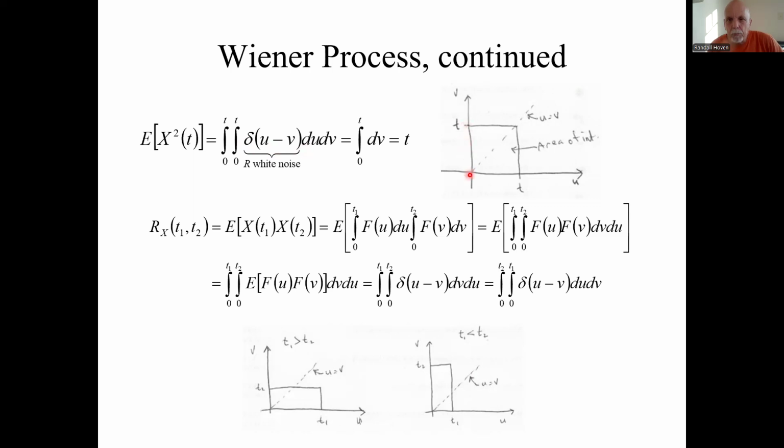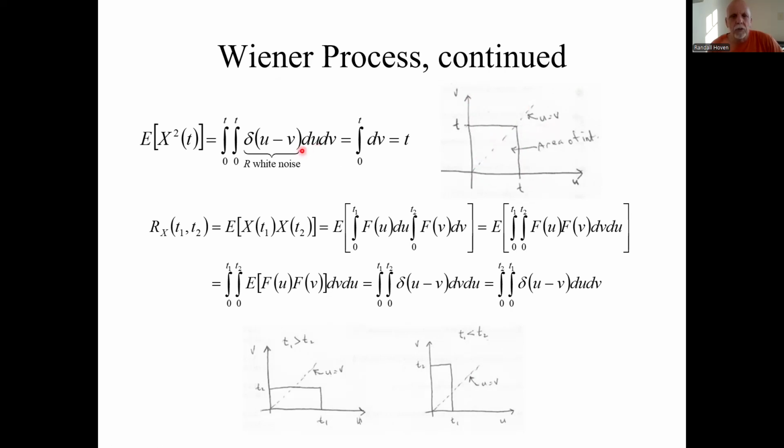So this box here up to T for both U and V, we're integrating over a region in UV space. We'll plot U along the x-axis, V along the y-axis, and this square here is the region of integration, the region of our double integral, where it's not zero. And this dashed line here is where U equals V.